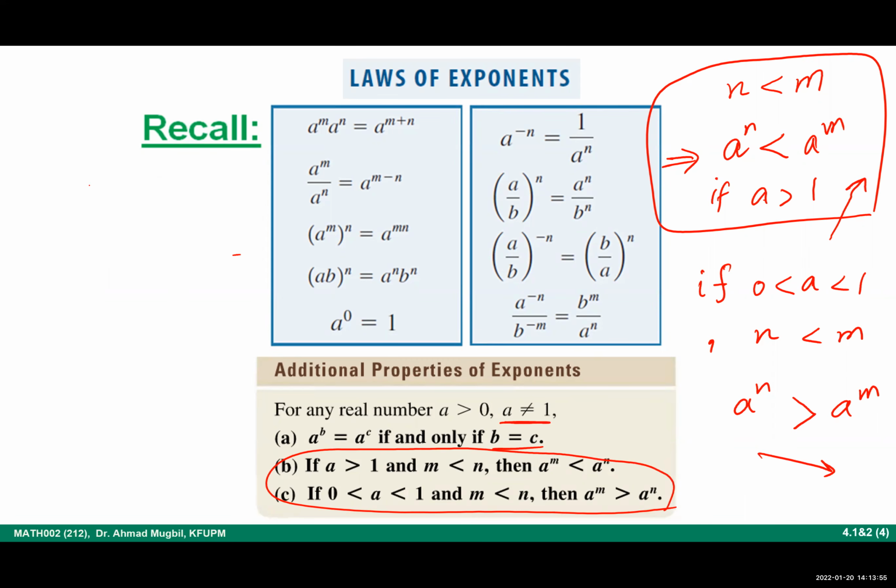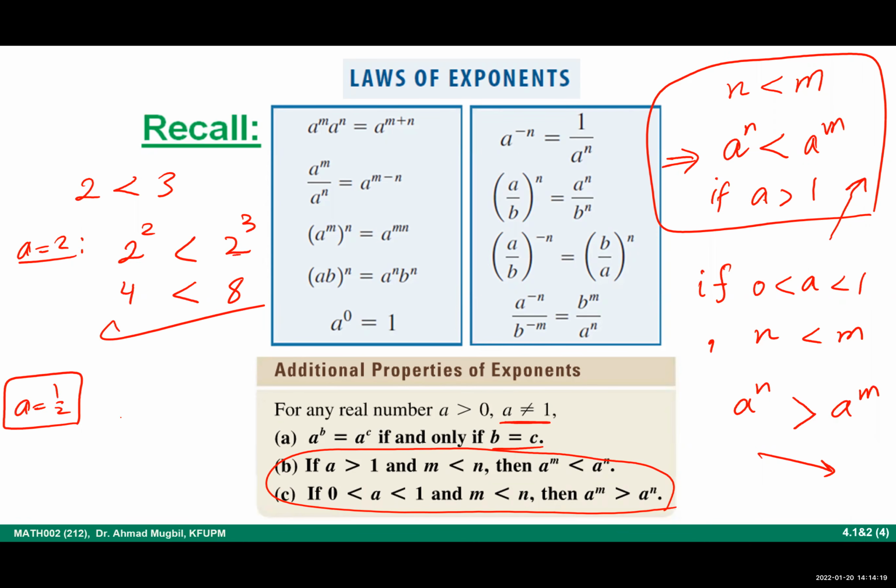Let's take, for example, 2 is less than 3, right? Now, think about a to be 2. So now you will have 2 to the power 2 and 2 to the power 3. Is it valid? 2 to the power 2 is 4. 2 to the power 3 is what? So 4 is less than 8. So this is less than this. What about now if a is a half, less than 1? 2 is less than 3. Is a half to the power 2 less than a half to the power 3? In fact, it is bigger, because this is 1/4 and this is 1/what? 1/8. It is bigger. And this is what is mentioned here.